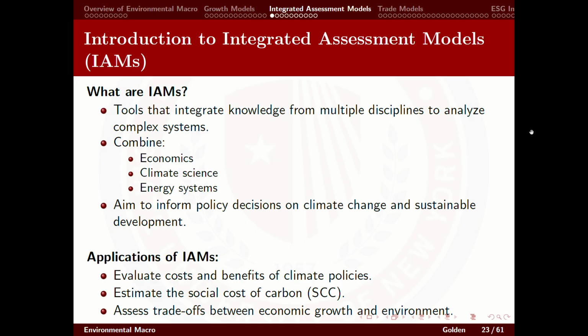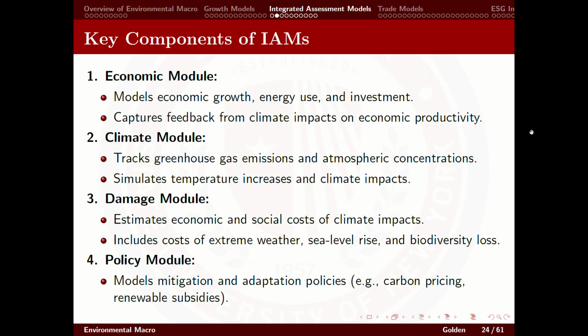So IAMs help us evaluate costs and benefits of climate policies and estimate the social cost of carbon, thinking about trade-offs between economic growth and environment. IAMs traditionally have an economic module that looks at economic growth, energy use, and investment, and captures the feedback between climate impact and economic productivity.